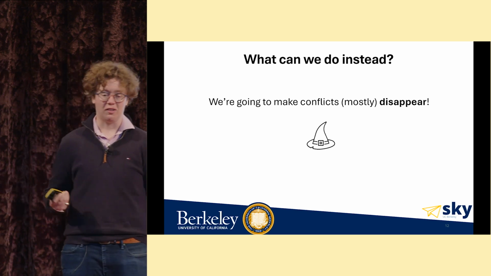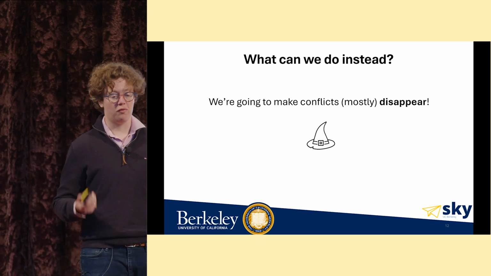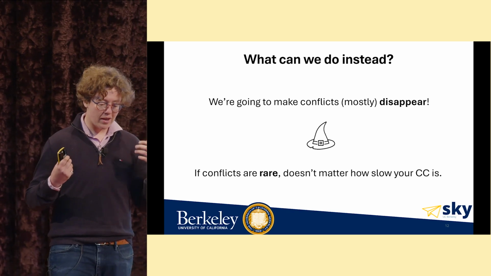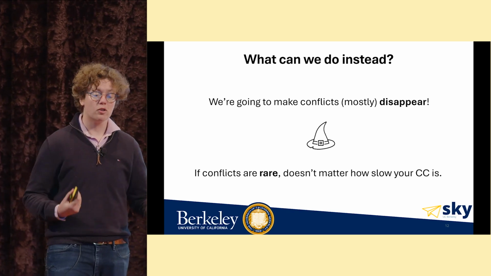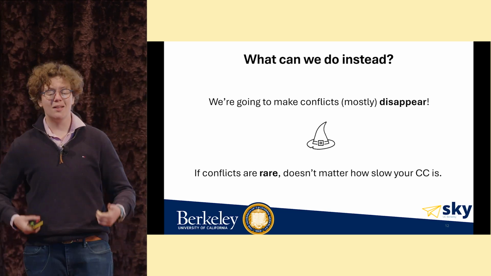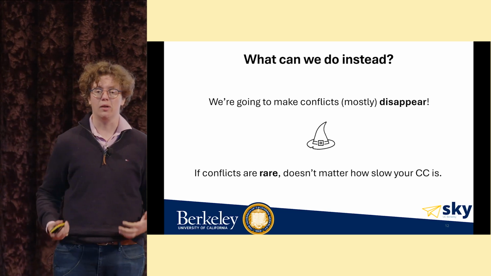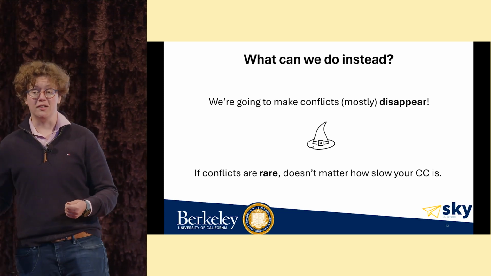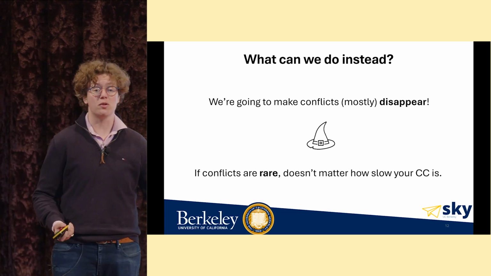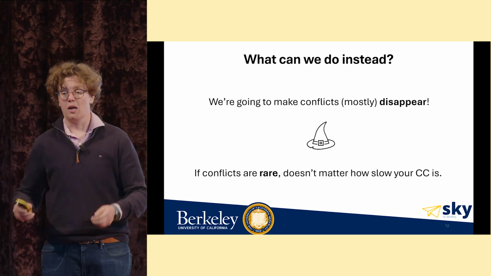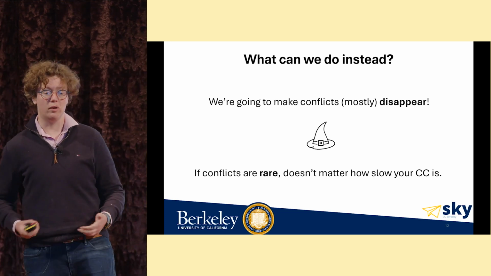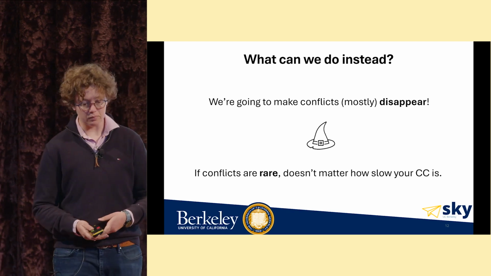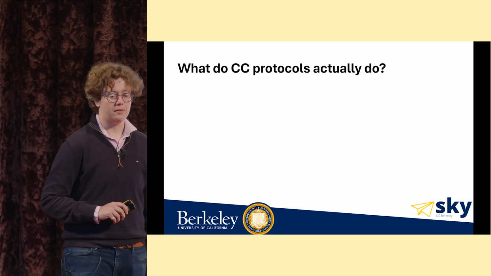But slightly more specifically, what I mean by making conflicts disappear is that if we can engineer the workload in some way such that conflicts become rare, then it doesn't matter how slow your concurrency control is. Then the concurrency controls that we have today become infinitely faster, because if there's no conflict, if there's no contention, then a slow concurrency control, or at least a simple one, will suffice. So let's look at what I mean by this.